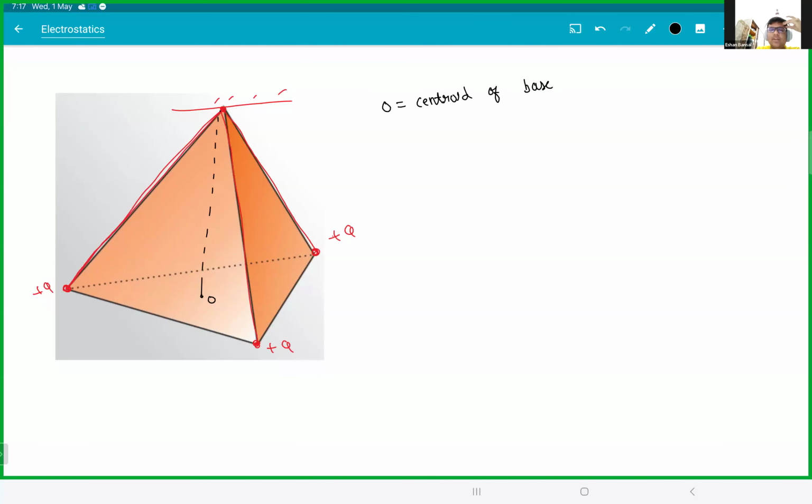No, sir, the base is equilateral, that is fine. But the sides can be isosceles, no? Like L, and the bottom is X. It can still balance out each other. That is also possible, what you're saying.